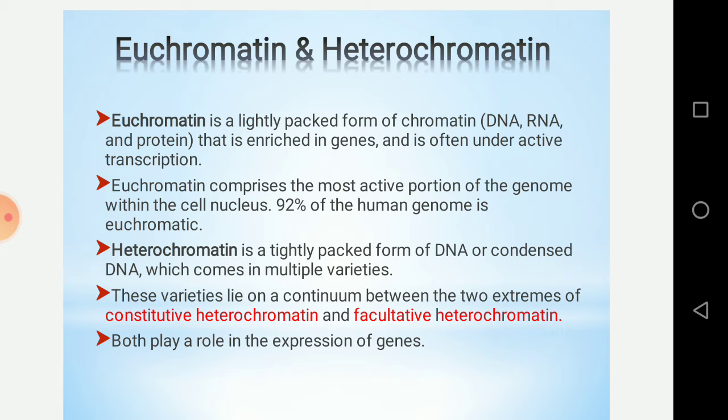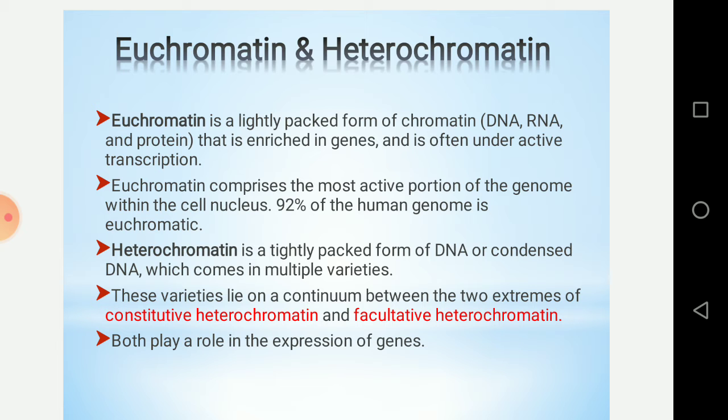Euchromatin is a lightly packed form of chromatin. It is in the form of DNA, RNA, or protein that is enriched in genes and is often under active transcription. So, if we see a chromosome and observe it minutely, we'll see some light and some dark regions. The light region is called the euchromatin region and the dark region is called the heterochromatin region.